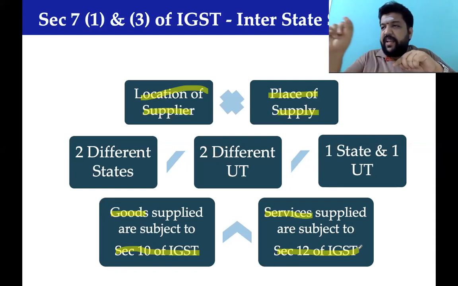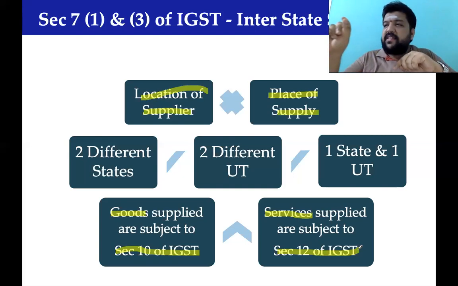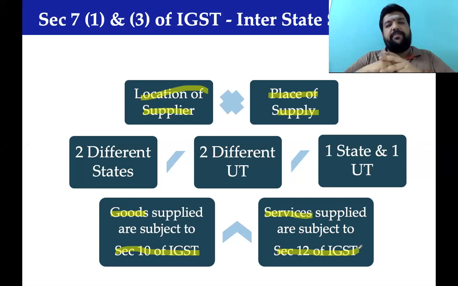Subject to section 10, comma. If location of supplier of goods and place of supply for such goods are going to be in two different states, two different union territories, a state and a union territory, it would be treated as interstate supply.